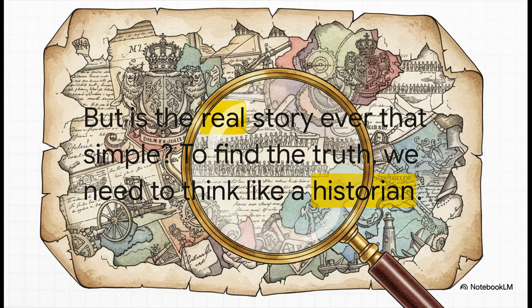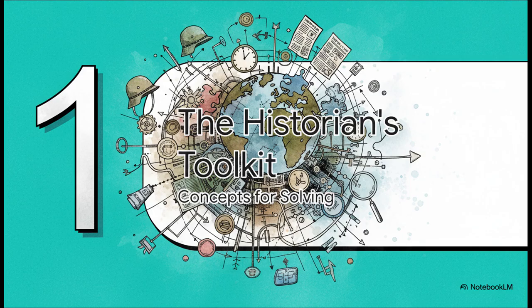To actually dig deeper and find out what was really going on, we have to start thinking like a historian. And that means we need to use their special toolkit for uncovering the truth. So, let's crack open this historian's toolkit. These are the basic concepts that work like a set of lenses. They let us see past the surface story and into the complicated machinery of how history actually works.